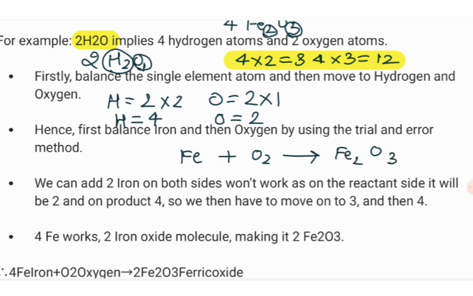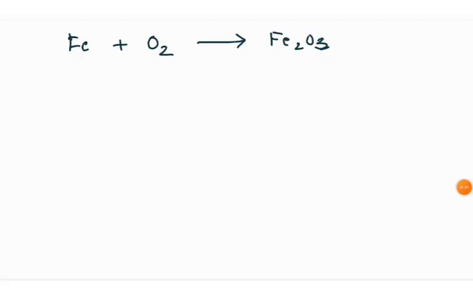Now suppose you add here also 2 Fe, and here also you add 2 Fe. Now what will happen is that we'll have to balance this. Wait, this is not the reaction, this is our reaction. Now if we add here 2 iron atoms to balance this, if we make here 2, we should make here also 2.